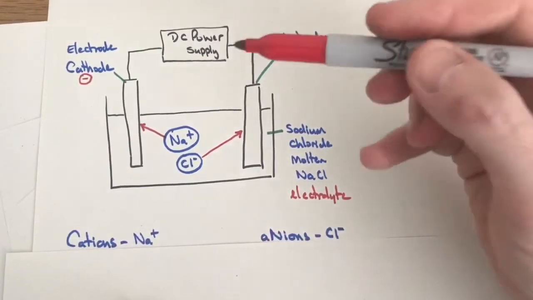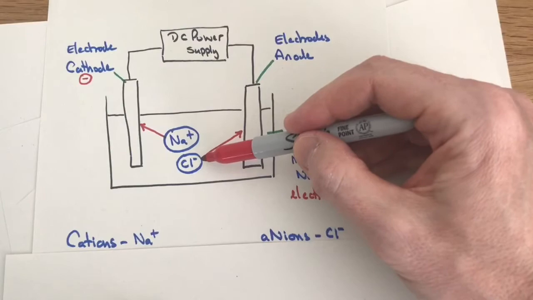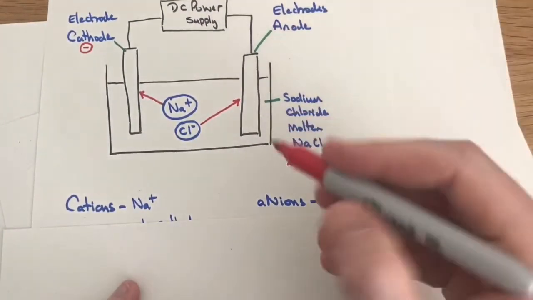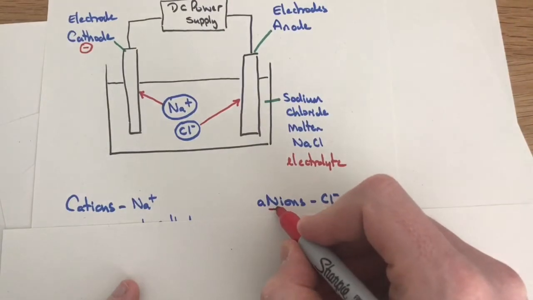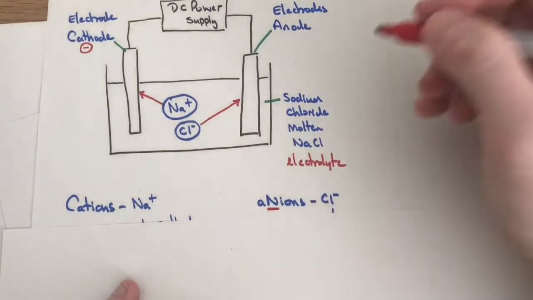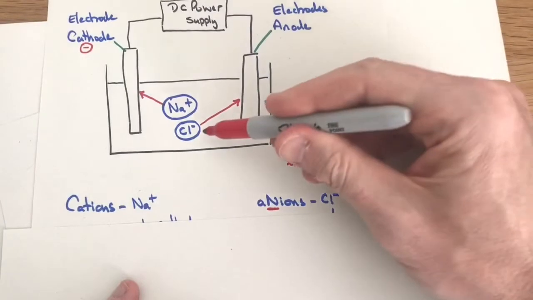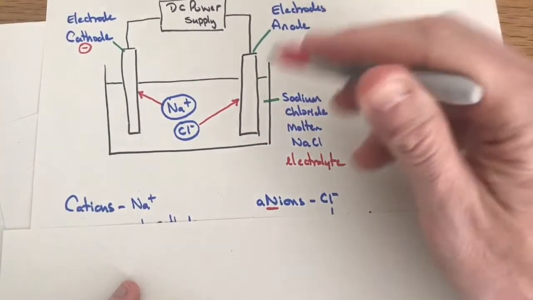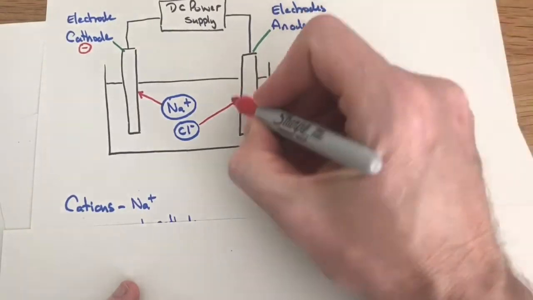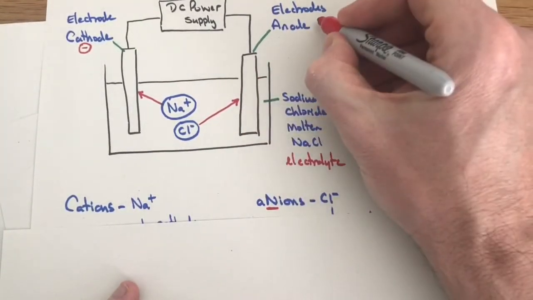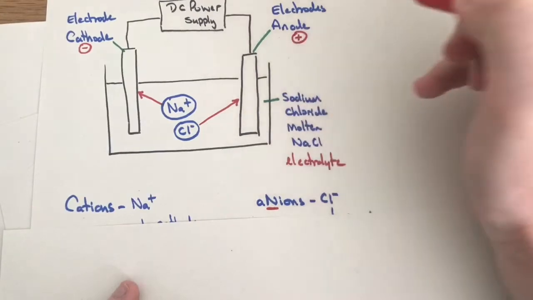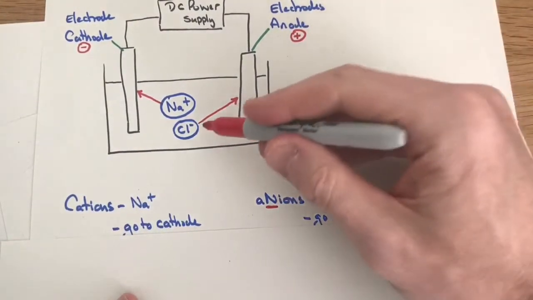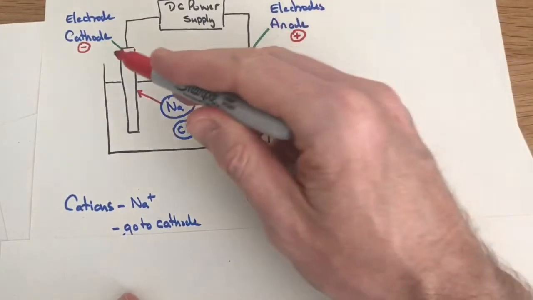Why do they do that? Well, chloride ions are anions. To help you to remember this, I always write the word anions with a capital N to help me remember they are negative ions. So these are negative ions and they head towards the anode. Therefore, the anode, if it's going to attract negative ions, must be positively charged in order to attract those ions. So anions go to the anode, cations go to the cathode.